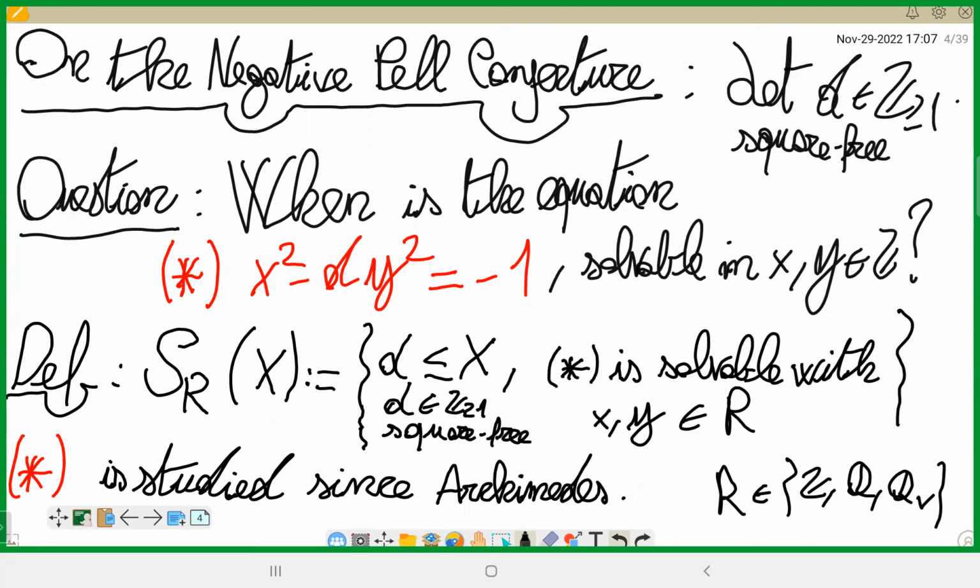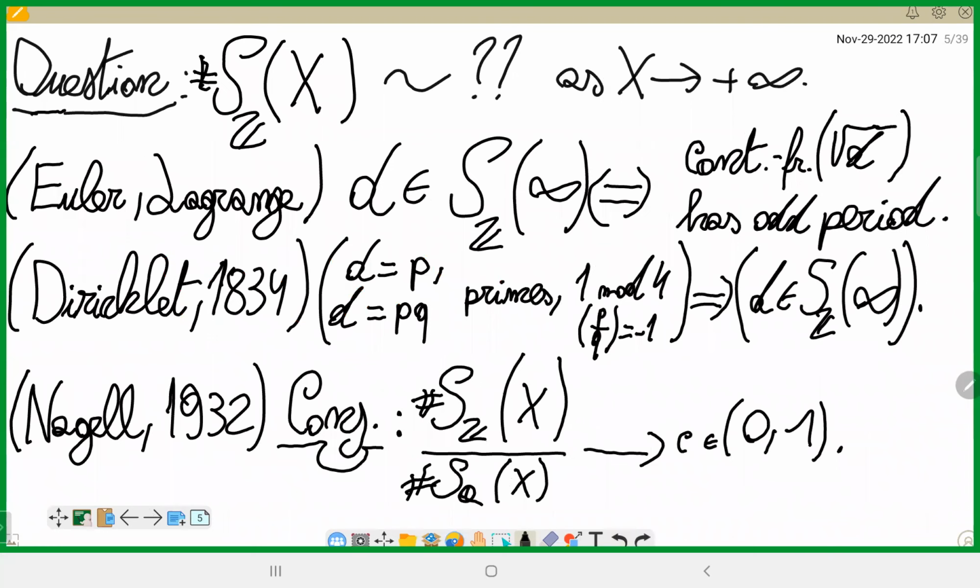So this equation has a very old history. They were studied since the ancient Greeks, and the Indian mathematicians already had an algorithm to solve the classical Pell equations. And the negative Pell equation, though, was studied relatively more recently, and the first foundational result was of Euler and Lagrange, who linked the solvability exactly to the parity of the period of the continued fraction expansion of the square root of d. So the question we are interested in is the asymptotic of S_Z(X). So how big is S_Z(X) as X goes to infinity?